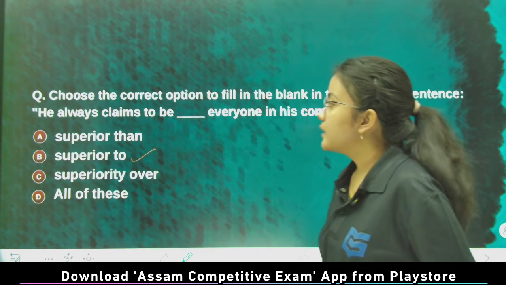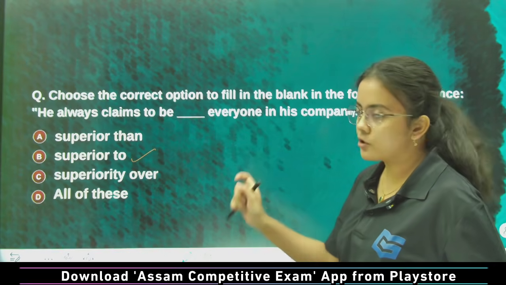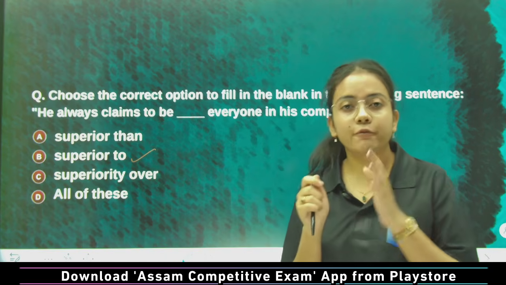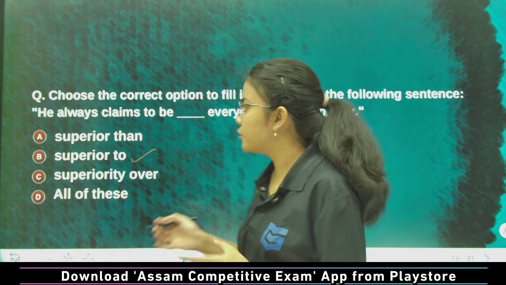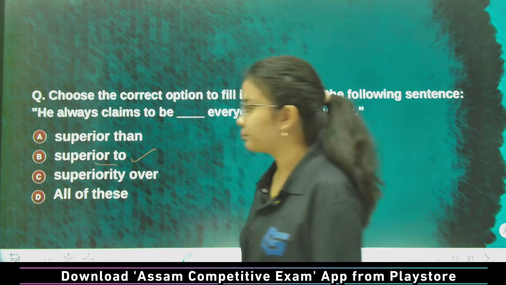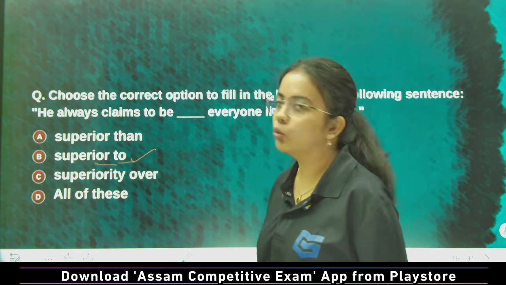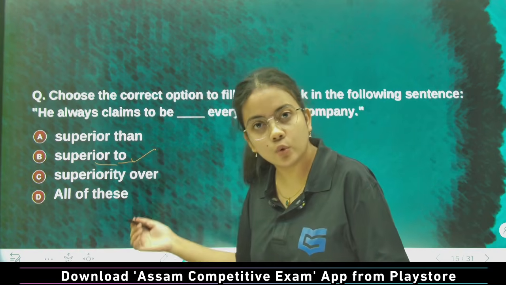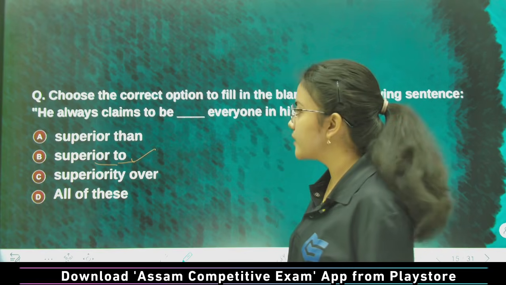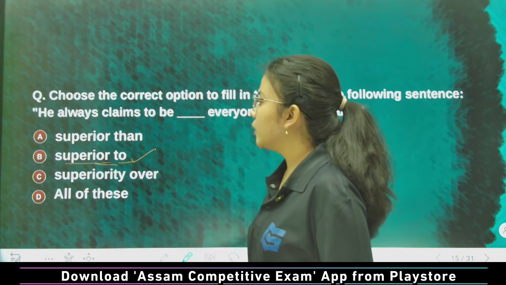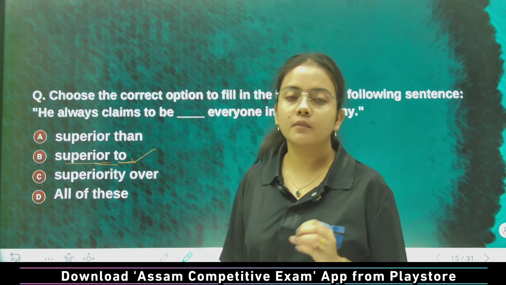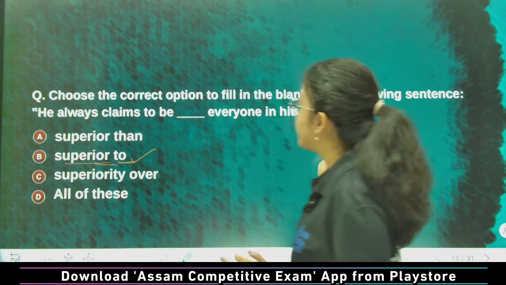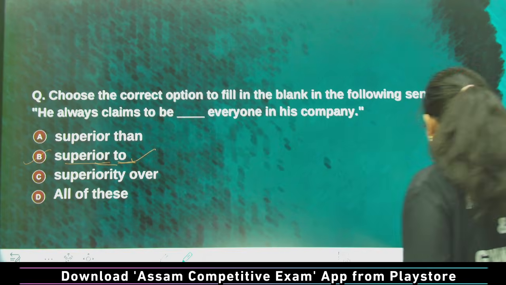Why? Because of such terms: superior, inferior, interior, exterior. Words that end with i-o-r, with these words we always write to. That's a simple rule. Superior to, inferior to, interior to, exterior to. With such terms we always write to. That is a rule of English grammar. So he always claims to be superior to everyone in his company. This is the correct answer.